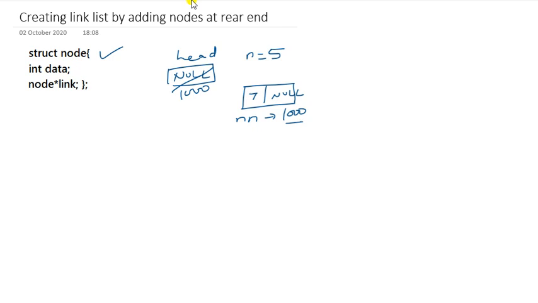This time you will be adding a node at the rear end. Say this is the rear end. We create a list by adding nodes at the rear end. This is how we keep adding nodes and establishing the links like this. This is the last node we have, the fifth node, and that is going to have the link as null.